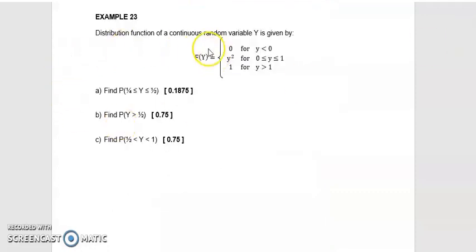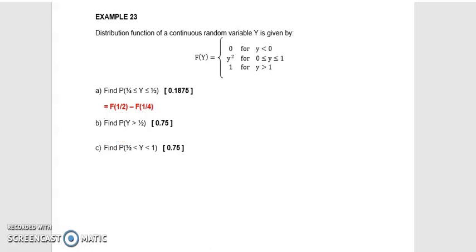For this question, since we have the cumulative distribution function, we can apply theorem 5.4. So how to find the probability of y greater or equal to 1 over 4 and less than or equal to half? This is given by b, the upper limit, which is half, minus F(1 over 4).